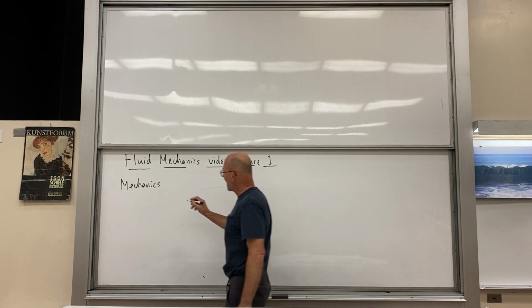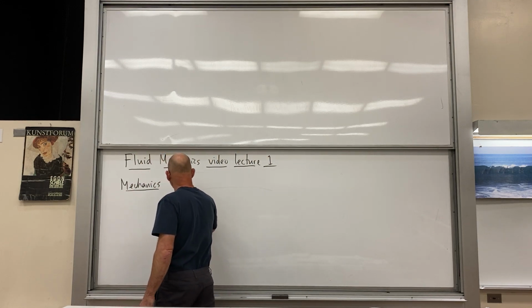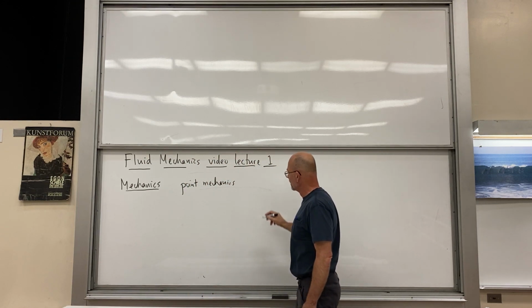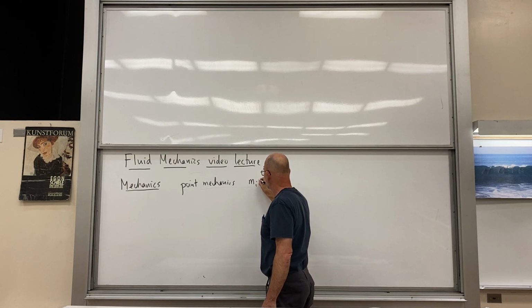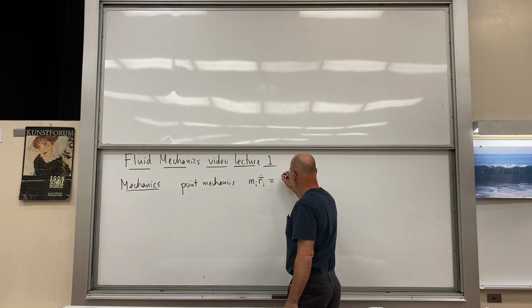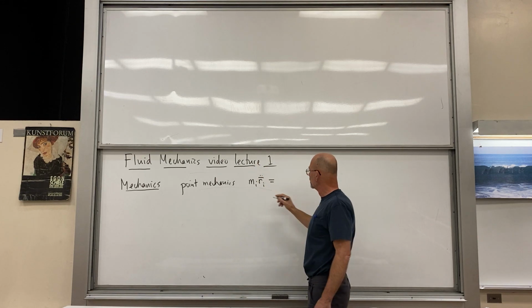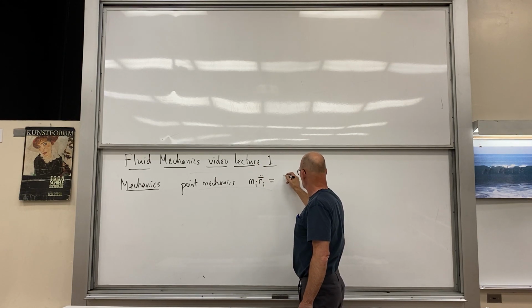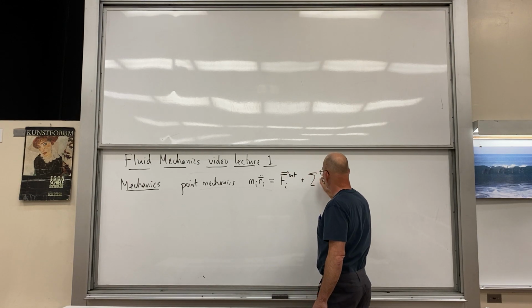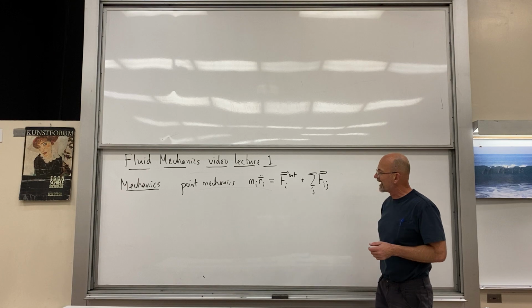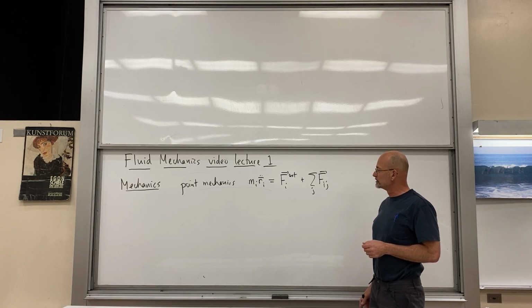So starting with mechanics in general, we have point mechanics. So Newton's law, and the force on the ith particle. Just for the sake of some formalism we've seen before, we could, for example, say it would be the external force plus the sum over j of F_ij, all the internal forces. So yeah, that's point mechanics that we go through.